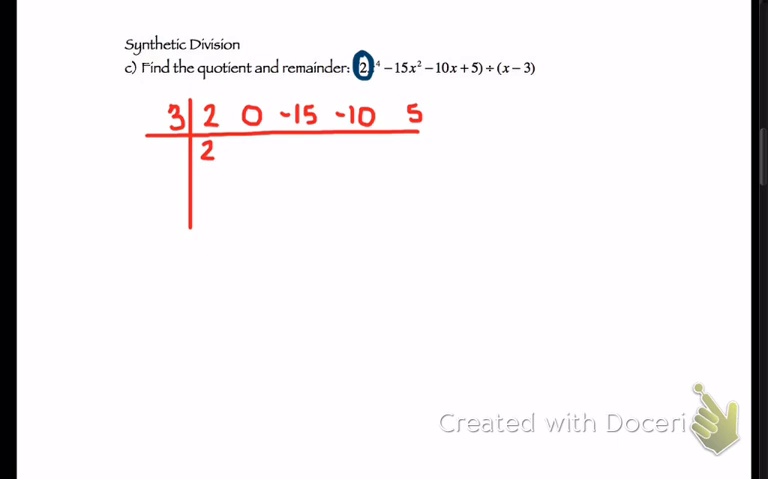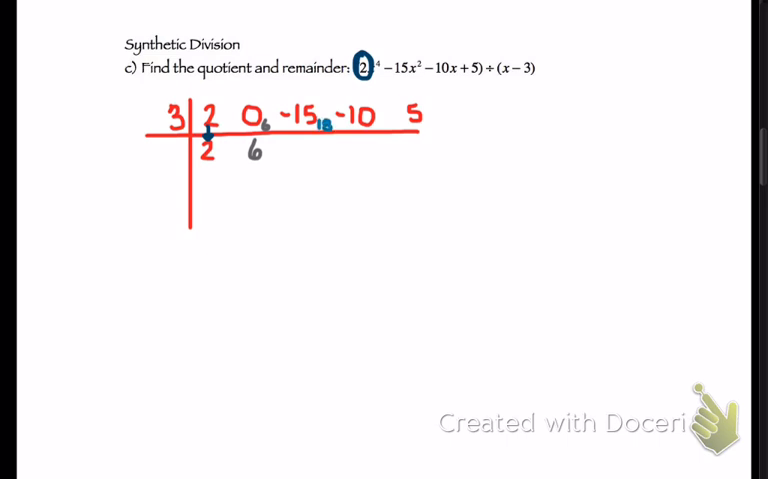First step, always, 100% of the time, you always want to bring down that first term. Then, from there, I'm going to take the 3 times 2, and I'm going to put that right there. So I'm going to multiply, put that number there, and then I'm going to add. 0 plus 6 is 6. Wash, rinse, repeat. Do that same thing over and over again until you're finished.